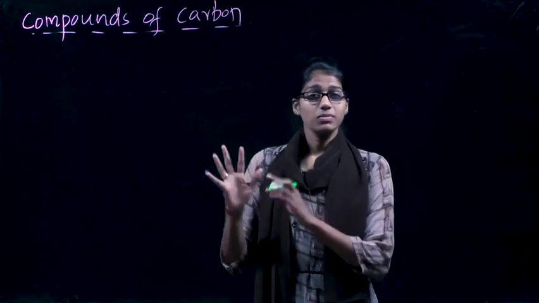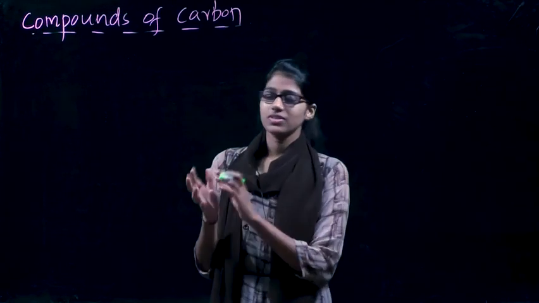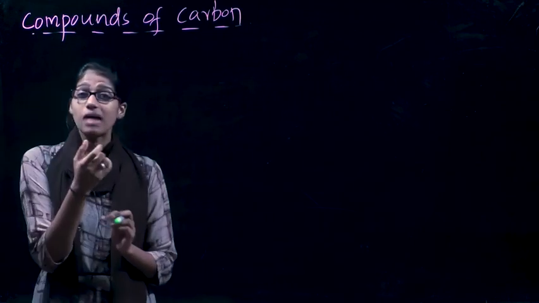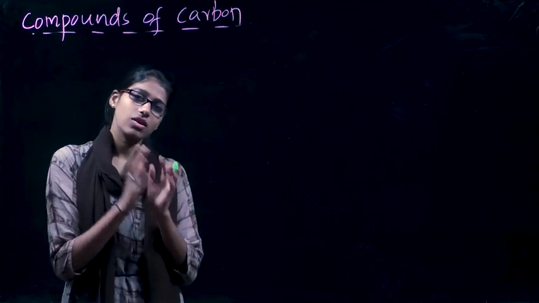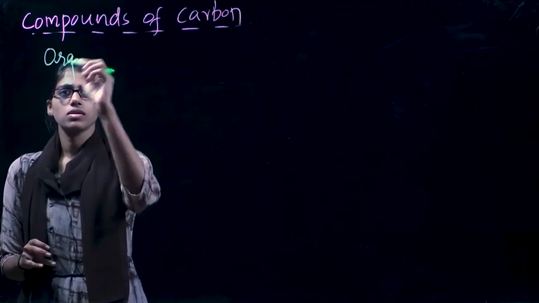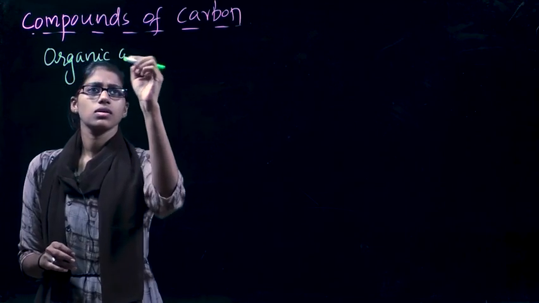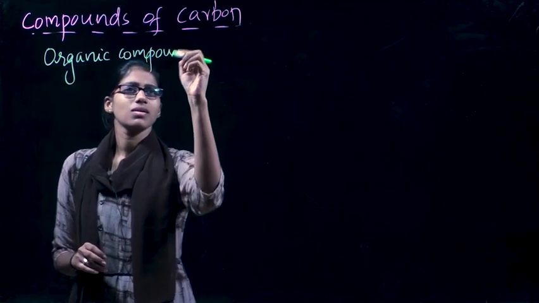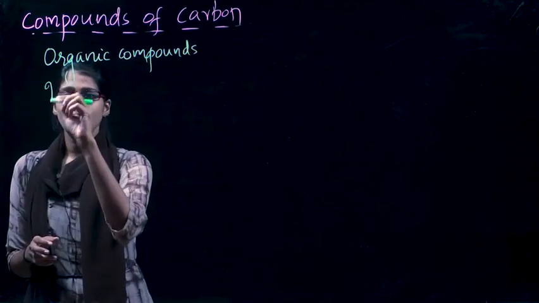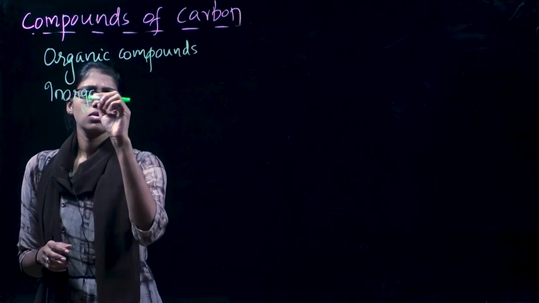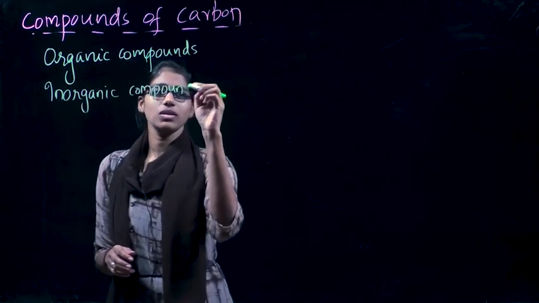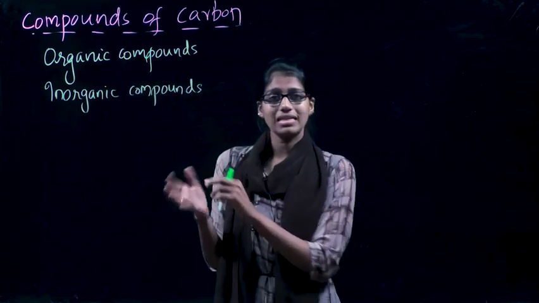So when you consider the carbon occurrence, carbon can be present in the combined form, and we'll discuss the compounds of carbon. If the carbon is combining with hydrogen and oxygen, then they are said to be the organic compounds, whereas the other combinations of carbon are said to be inorganic compounds. So basically you can classify the compounds into two, organic and inorganic.